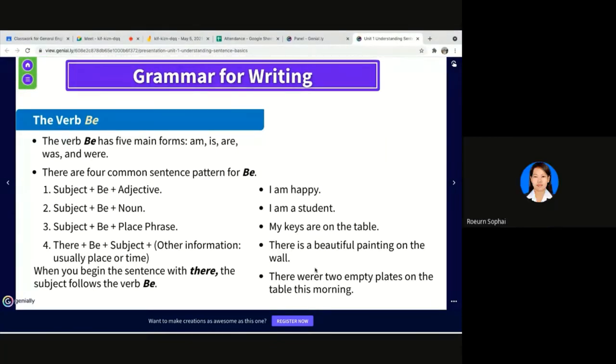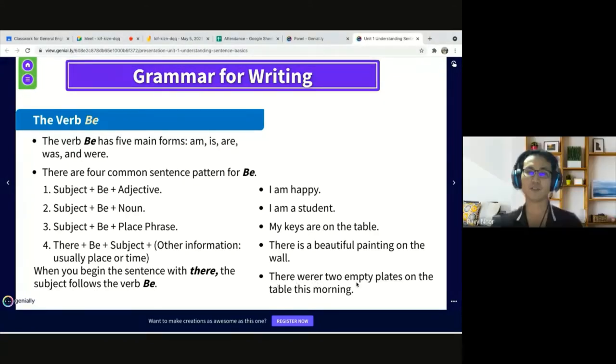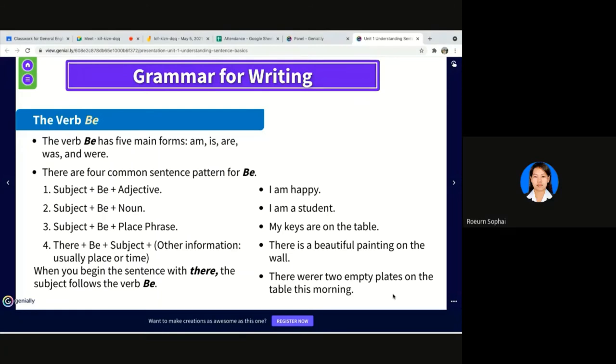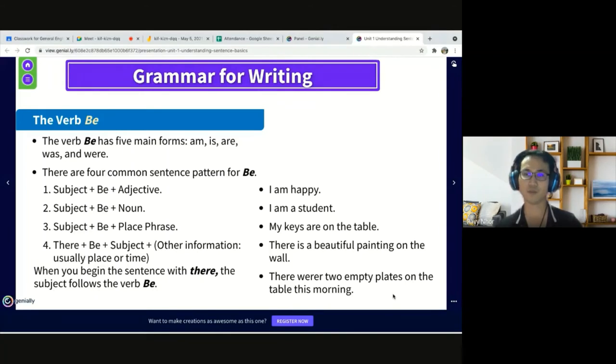Can you hear me? Yes, teacher. There were two empty plates on the table this morning. Just the subject. Subjects, I think, two empty plates. Okay, two empty plates or empty plates.